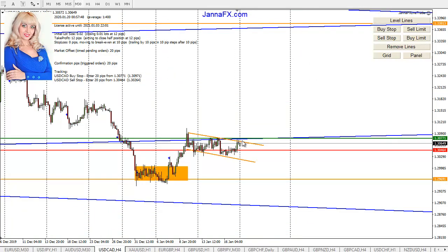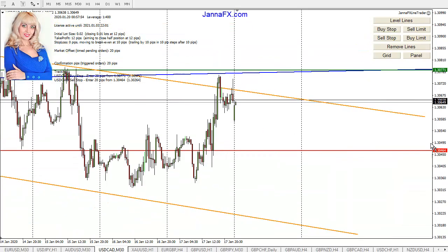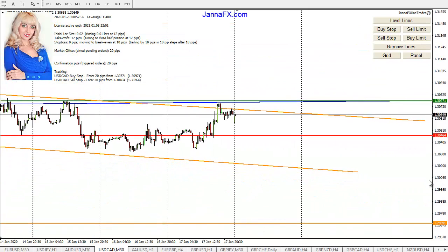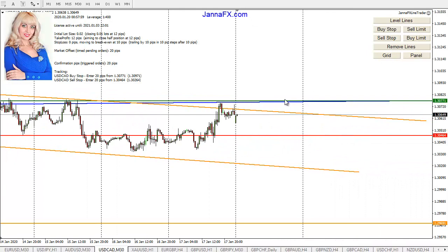Dollar Canadian also opened without the gaps, and I'm just going to leave my orders for now, and I think I'm gonna have just a buy order at this moment just in case there will be a jump at night, so I'm going to remove the pending sell order.